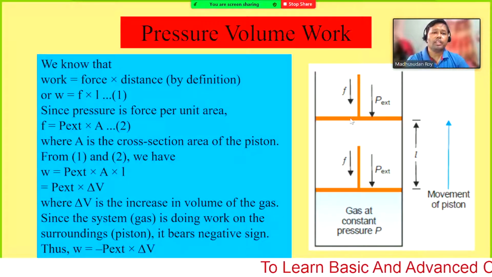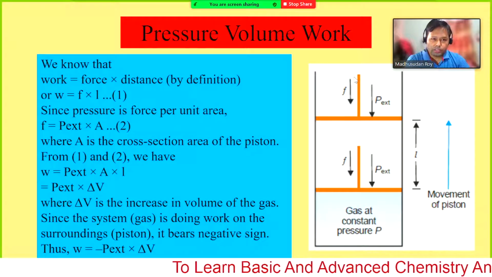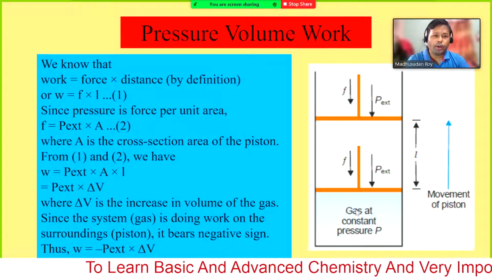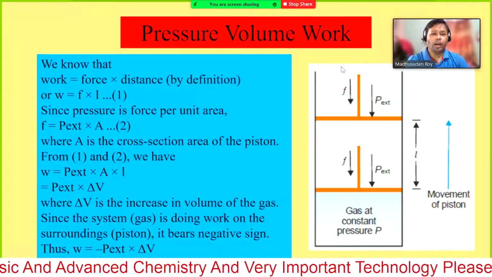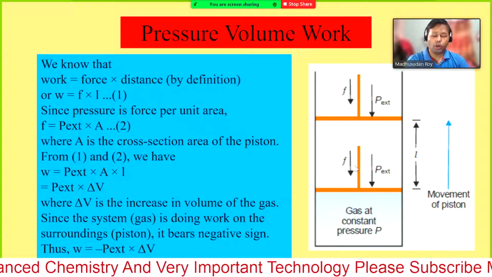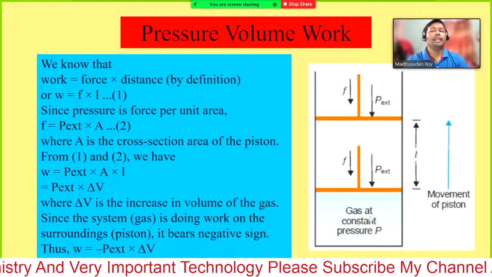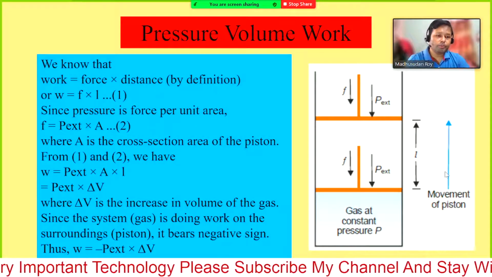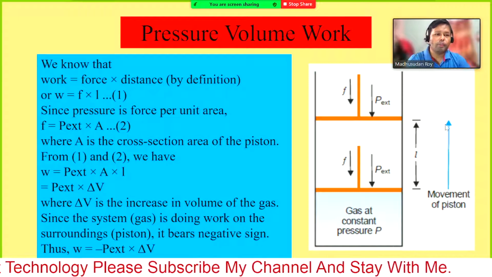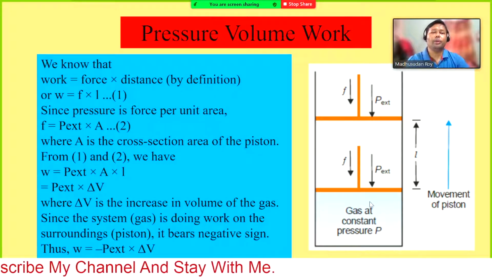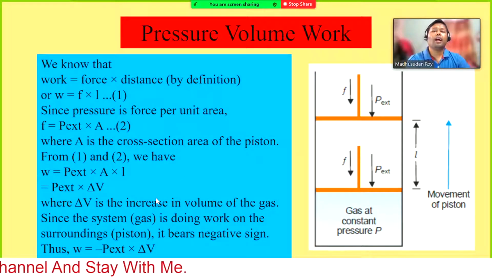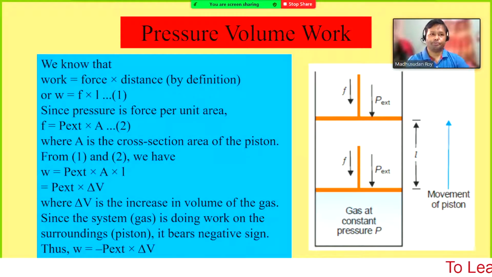Now if we consider the piston is putting pressure over here, the volume of the gas decreases and work is performed on the system. So that time the movement of the piston will be the opposite way, from top to bottom it will come back. So in that case our work will be performed on the system, so we will consider the work is positive. Okay.